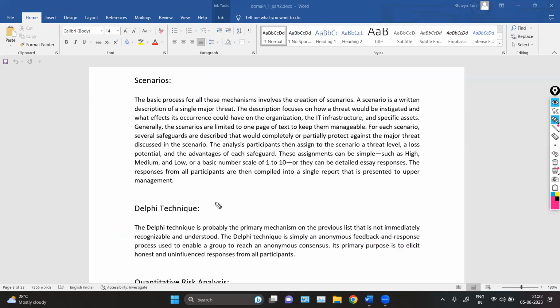So that is all about how we are using the Delphi technique, so that we can take the perspective and the responses from different employees without any discrimination and without any politics. We are taking honest ideas from each and every employee so that we can reach the conclusion. Okay. So that is also an important part of qualitative risk analysis.